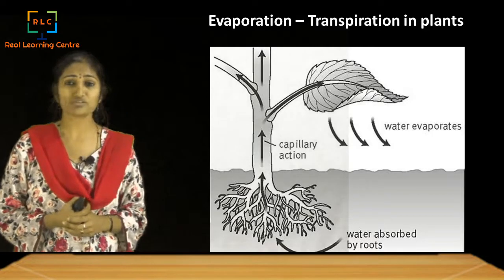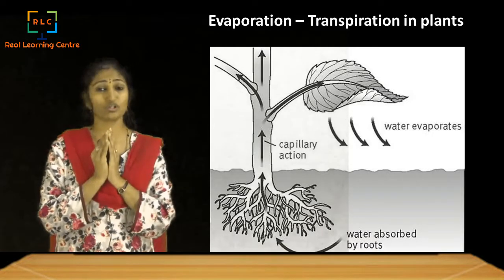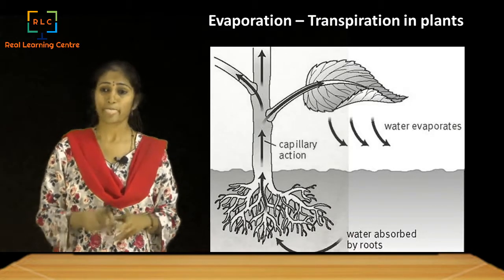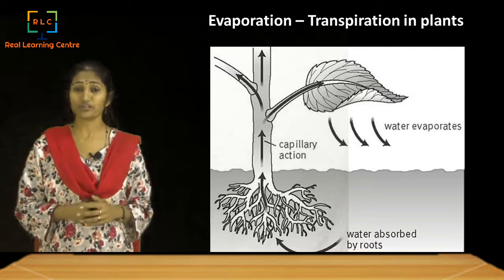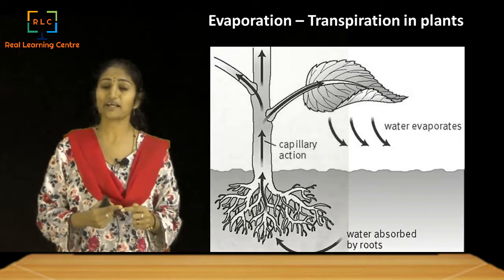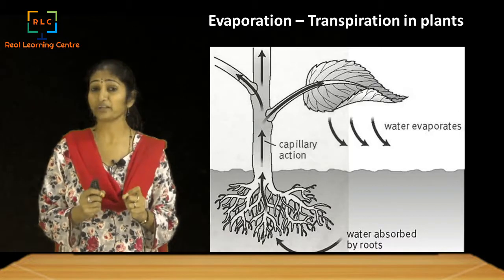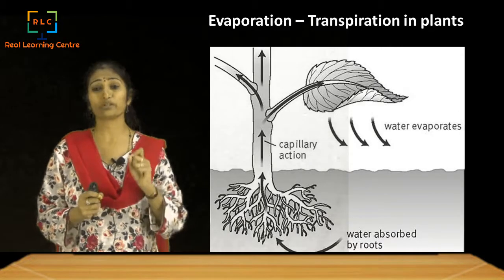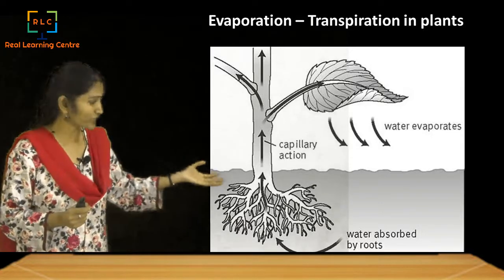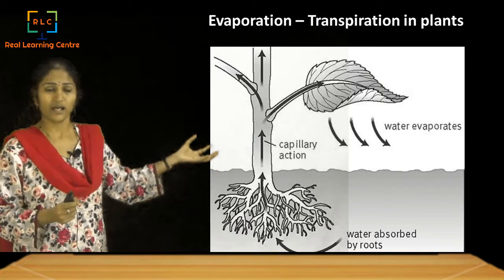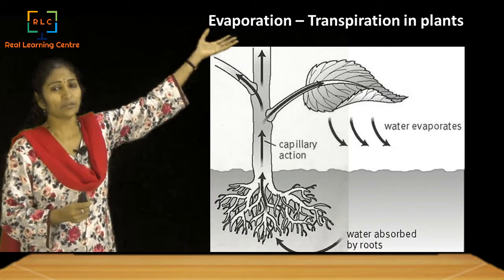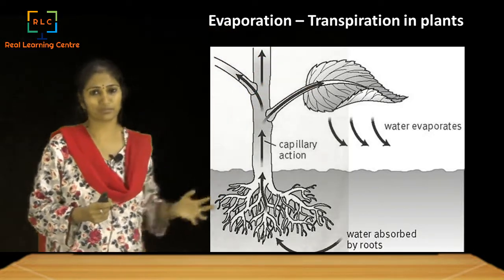Evaporation happens in nature. You would have studied that when you studied the water cycle. This evaporation happening in plants also helps the plant to survive by absorbing nutrients. We all know that there are roots in the plants which absorb water, and the water rises up the plant mainly because of transpiration.